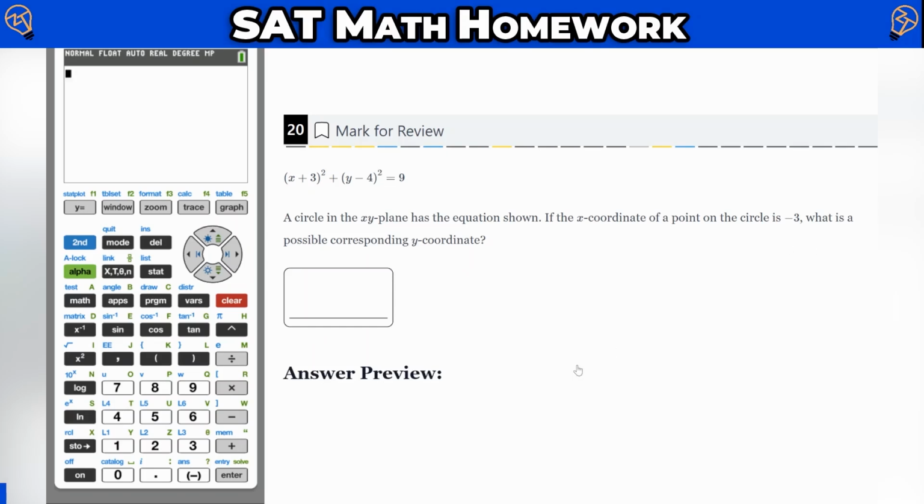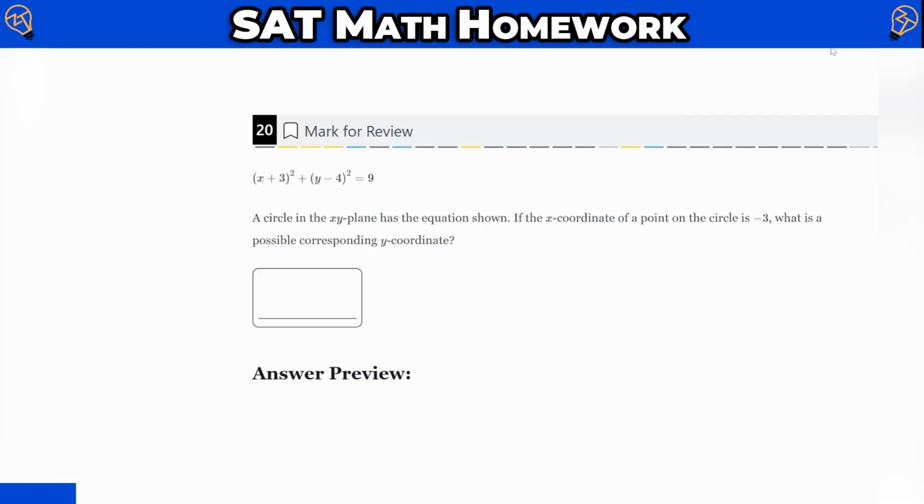So this is a pretty neat question here. We have an equation for a circle, and considering they want us to simply plug in -3 for x and find the y coordinate, we could do it by hand, which we'll look at in just a moment, but using Desmos ends up being pretty neat here.